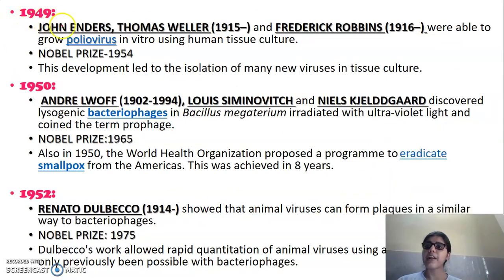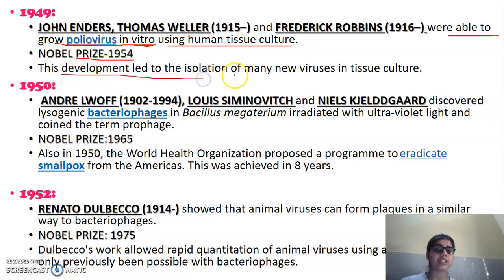In 1949, John Enders, Thomas Weller and Frederick Robbins were able to grow poliovirus in vitro using human tissue culture, and they got the Nobel Prize in 1954. This development led to the isolation of many new viruses in tissue cultures.